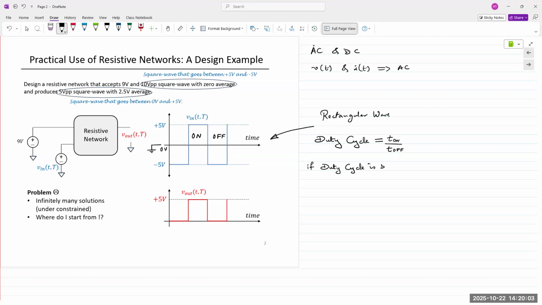If duty cycle is 50%, then the rectangular waveform is known as a square wave. That's it, as simple as that.